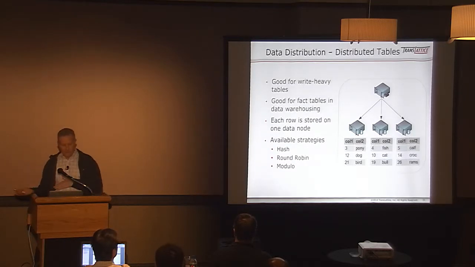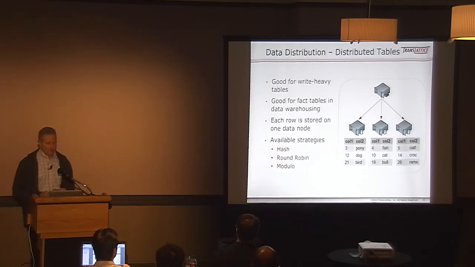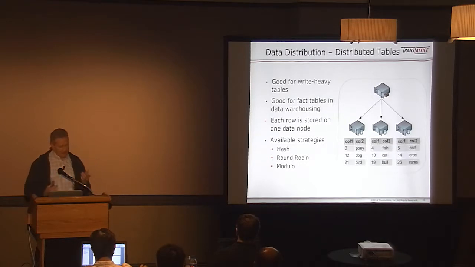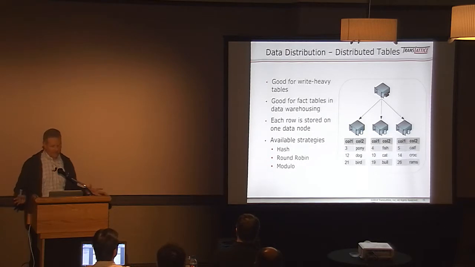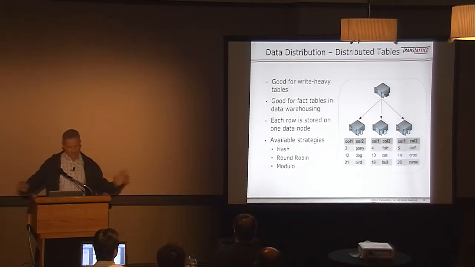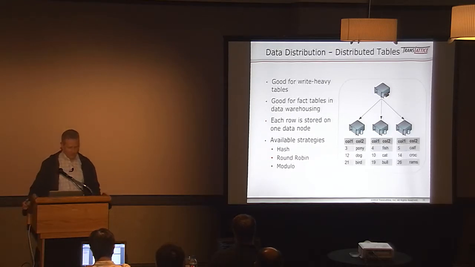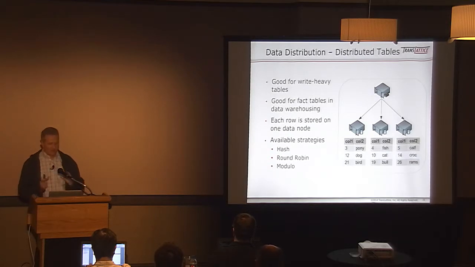So for other tables, it makes sense that you really want to distribute them, shard them as much as possible. So these would be really write-heavy tables in the case of OLTP, or for, say, data warehousing, your really big fact tables. You might as well spread that out as much as possible. So there, instead of a row being on every single node like the replicated tables, it's just going to go to one node.